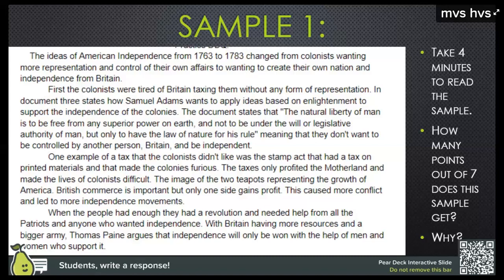This person very clearly understands the material. They just didn't use the right format. They didn't use the documents correctly. Like the Thomas Paine stuff, arguing for independence, you can maybe do it. But again, that's also kind of from the documents. The problem is they're not referencing the documents, and you have to reference the documents.